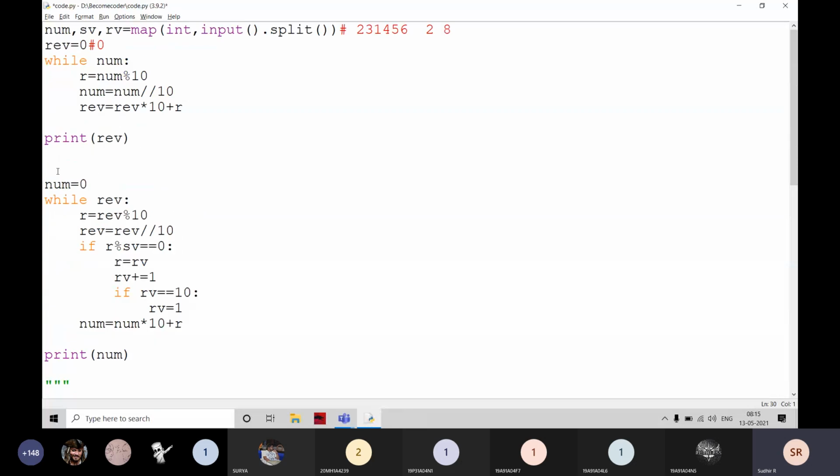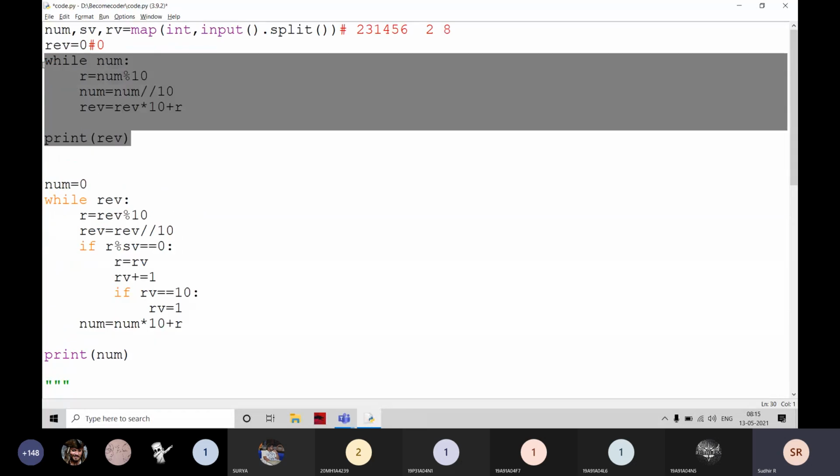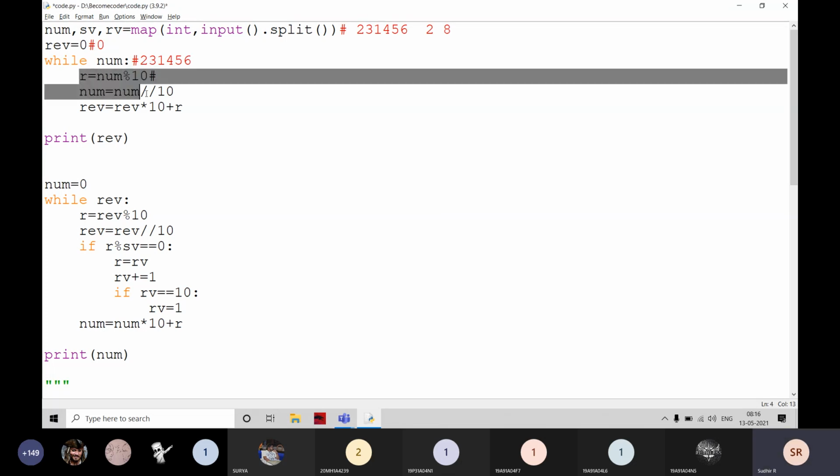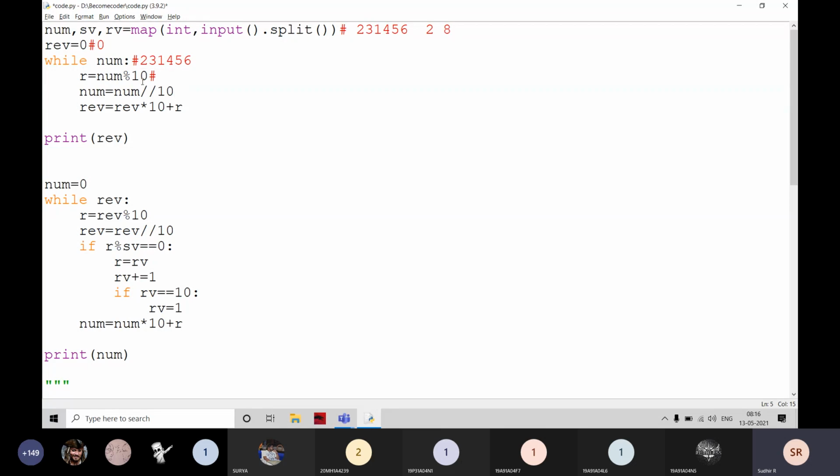That's why, first of all, I am going to reverse the number. How is it reversing? The number is going to be 231456. These two lines are very familiar to us: last digit and remaining value. What is the last digit? Last digit is 6 and the remaining values are going to be like this.